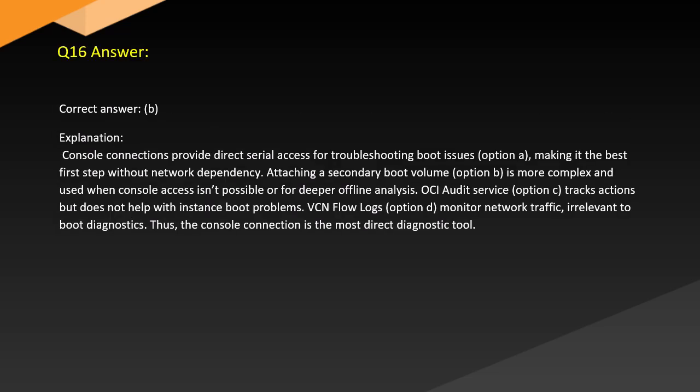Answer. Correct answer, B. Explanation. Console connections provide direct serial access for troubleshooting boot issues. Option A, making it the best first step without network dependency. Attaching a secondary boot volume, option B, is more complex and used when console access isn't possible or for deeper offline analysis.